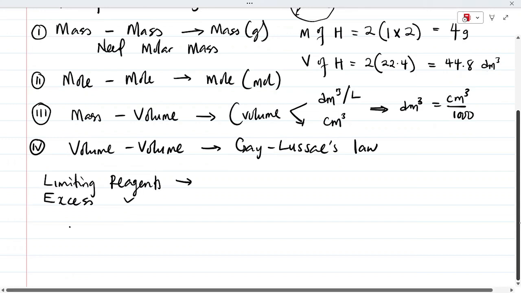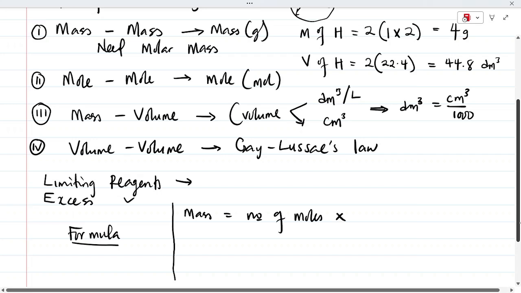What are the formulas that you need when it comes to stoichiometry? There are quite a few and they are quite related, so just note them. The first one is that the mass is equal to the number of moles times the molar mass, which can be shortened to m equals n times M. Capital letter M represents molar mass, small letter m represents mass.